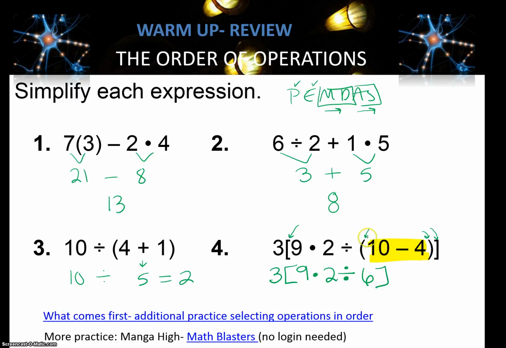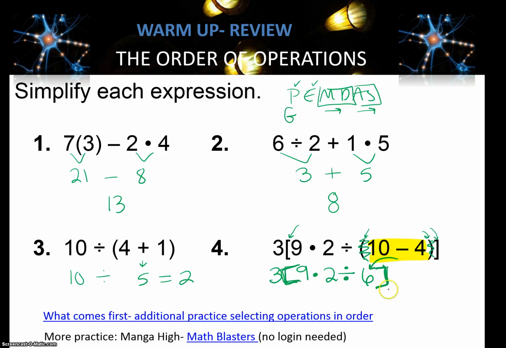I have a bracket because my parentheses disappeared because I got a 6 out of it. Now I look and I see again I have a bracket. That is considered a grouping symbol. You might think of it as PEMDAS or GEMDAS. Grouping symbols are parentheses or brackets. I'm going to do inside the brackets first.